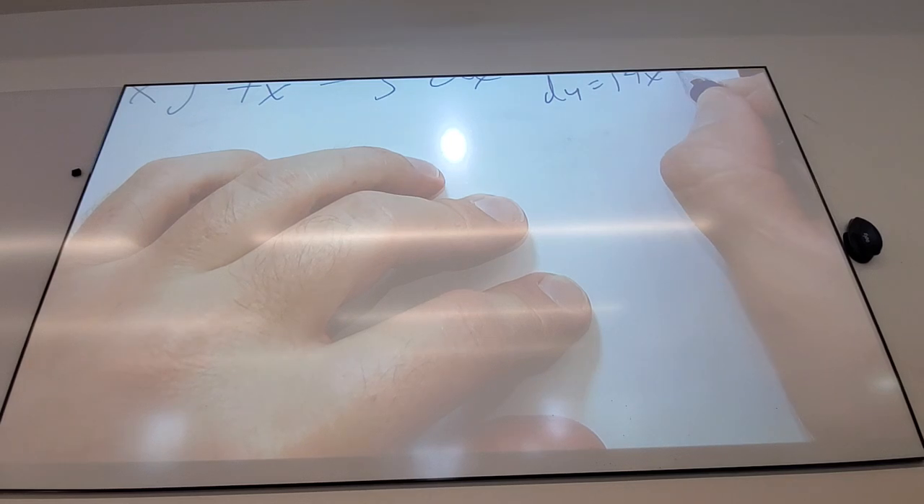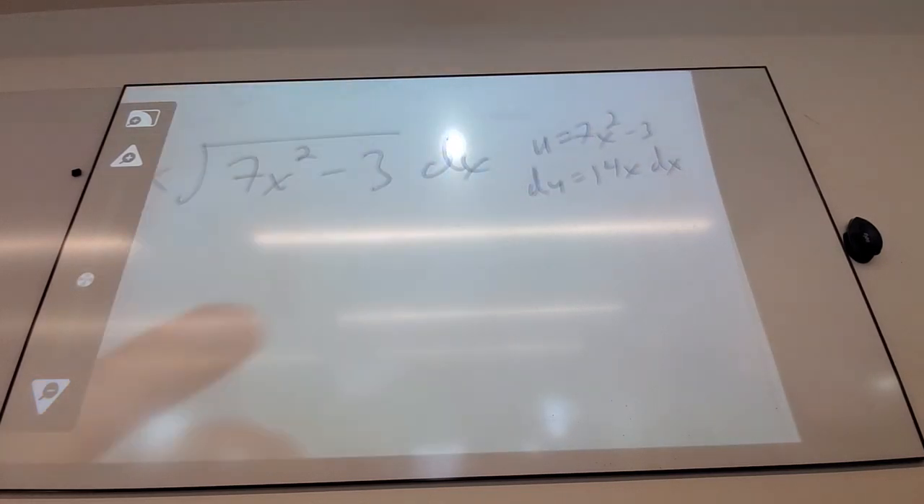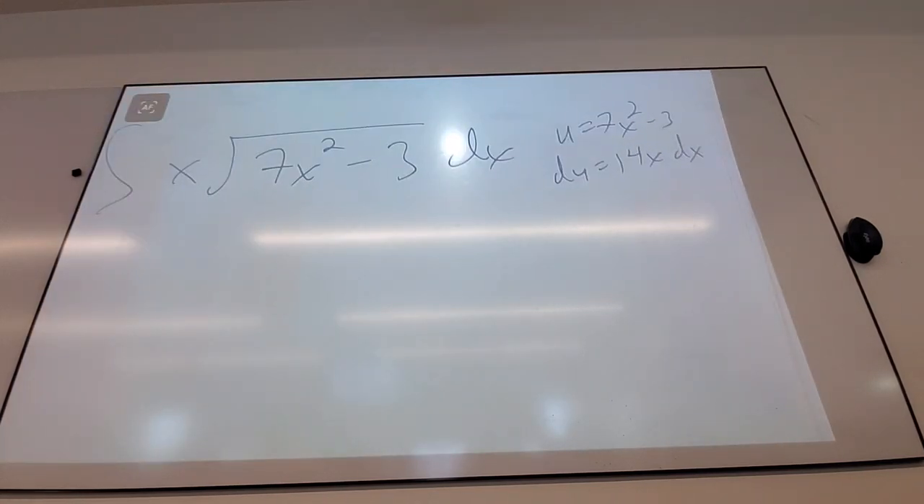14x? Good. Sorry, can't see. Do I have that? No. What am I missing? A 14.